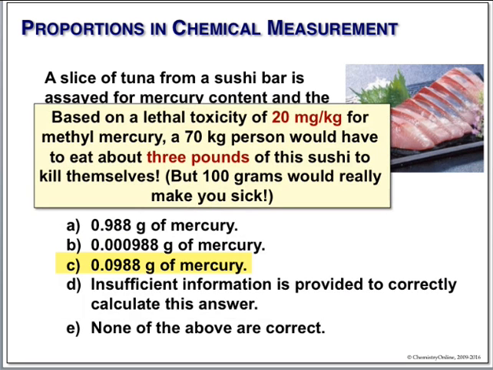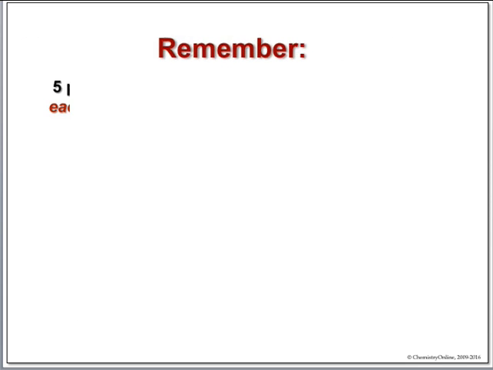The realization is lethal toxicity for methylmercury is 20 milligrams per kilogram. So if you weigh about 70 kilograms or so, that means you would have to eat 3 pounds of the sushi to kill yourself on the spot. And you'd probably die from the 3 pounds of sushi, but I assure you that eating 100 grams would make you really, really sick.